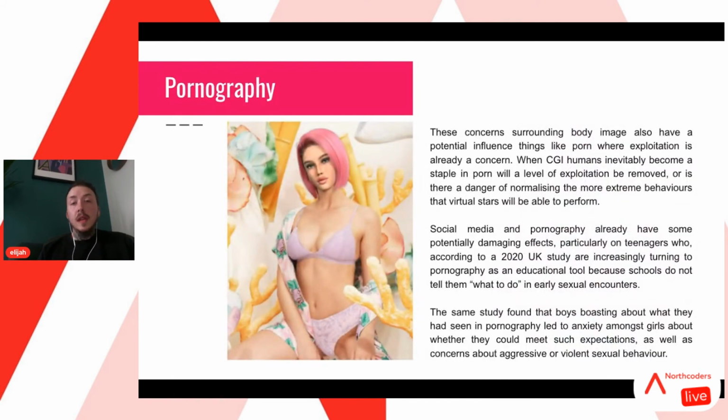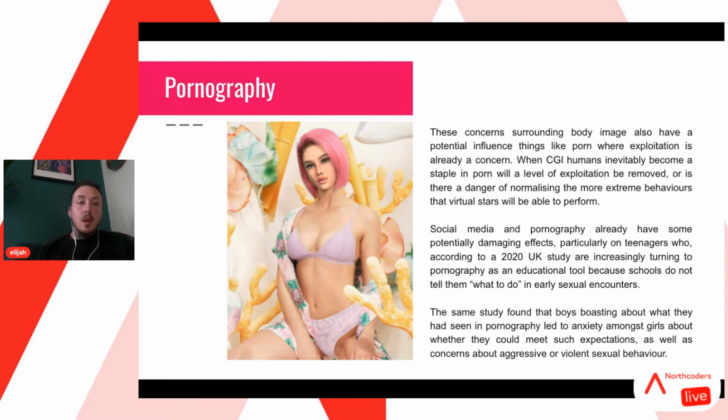So moving on to pornography. These concerns surrounding body image also have a potential influence on things like porn, where exploitation is already a concern. When CGI humans inevitably become a staple in pornography, will a level of exploitation be removed, or is there a danger of normalizing the more extreme behaviors that virtual stars will be able to perform? Social media and pornography already have some potentially damaging effects on teenagers who, according to a 2020 UK study, are increasingly turning to pornography as an educational tool because schools do not tell them what to do in early sexual encounters. The same study found that boys boasting about what they'd seen in pornography led to anxiety amongst girls about whether they could meet such expectations, as well as concerns about aggressive or violent sexual behavior.